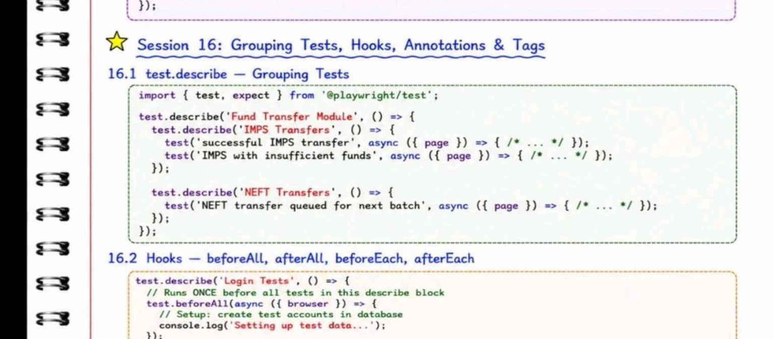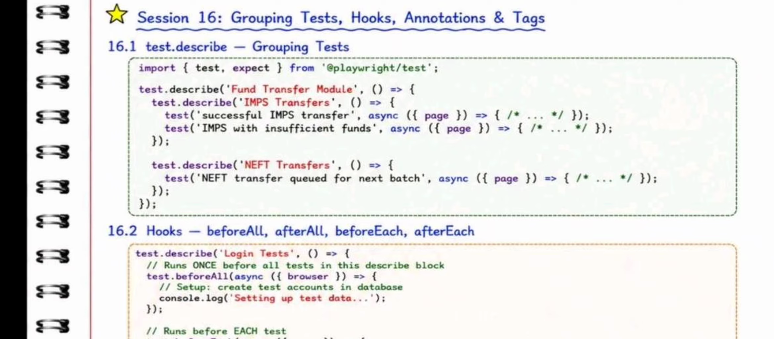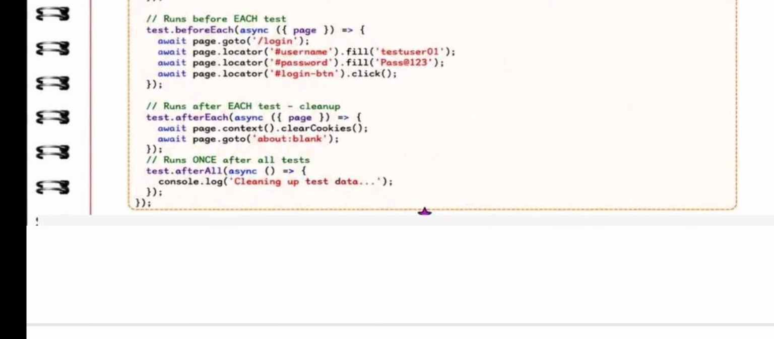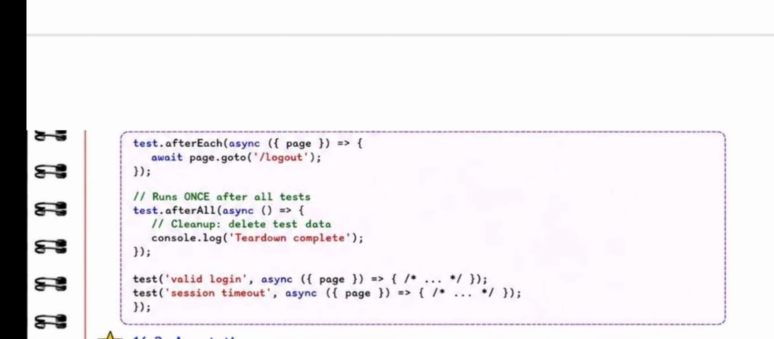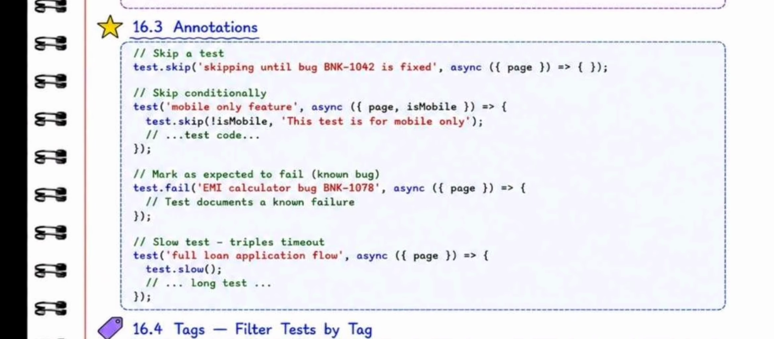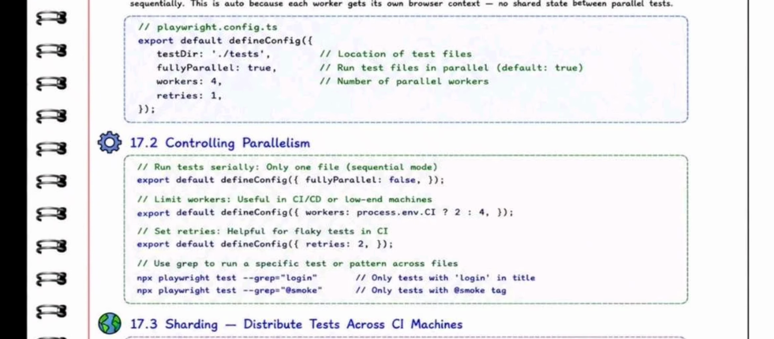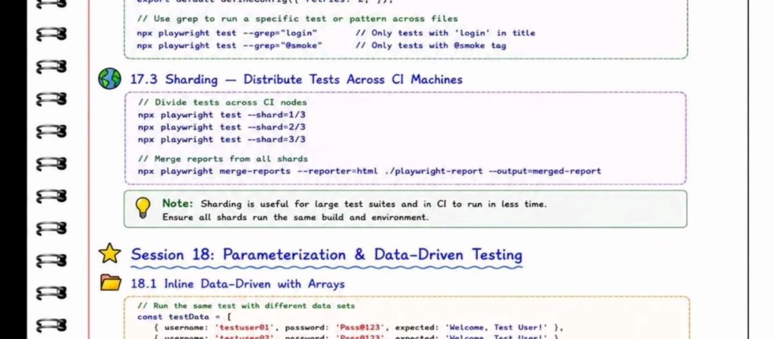And then we have talked about grouping the tests, hooks, annotations and tags. And then we have talked about how to run the Playwright tests in parallel mode. And then we have talked about parameterization and data-driven testing.